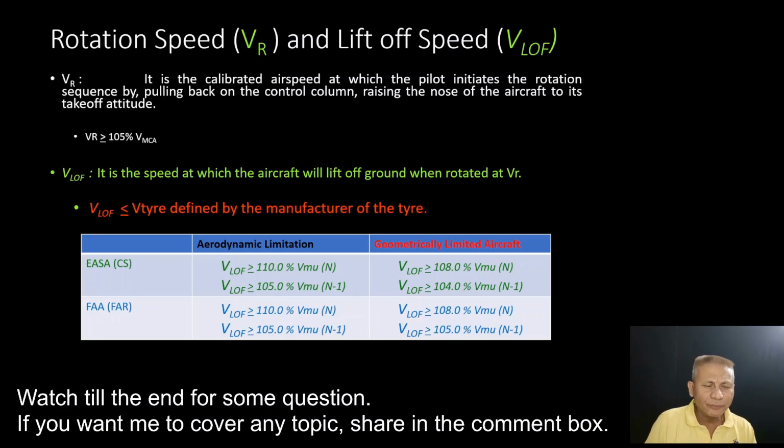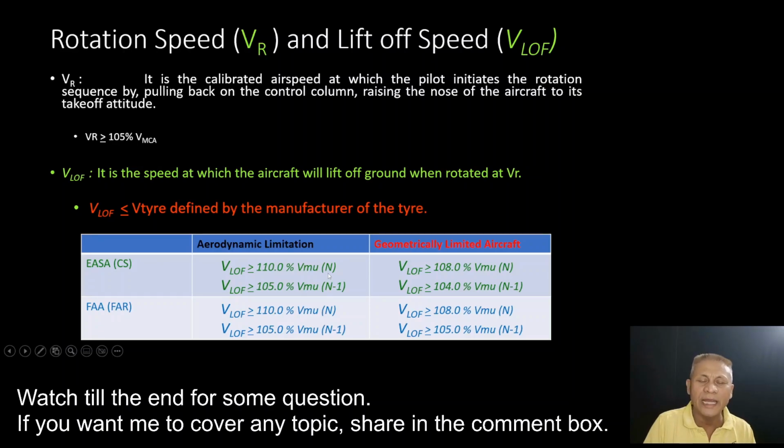So if I have to talk about this VLOF, there should be a minimum VLOF also. This minimum VLOF will be governed by the VMU. What is VMU? That is the minimum speed at which the aircraft can get airborne. This VMU can be determined for all engines operational. That is VLOF, all engines operational. Here the word N is written in the bracket.